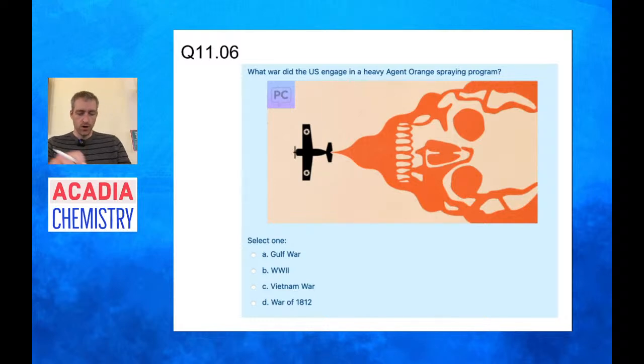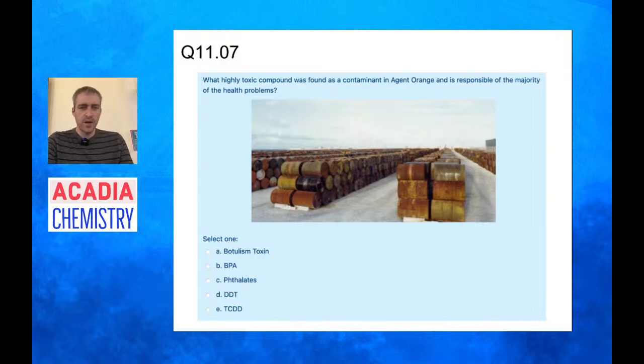What war did the US engage in a heavy Agent Orange spraying program? It was the Vietnam War, late 1960s. It was not the War of 1812. What highly toxic compound was found as a contaminant in Agent Orange and is responsible for the majority of the health problems? That was the TCDD, the tetrachlorodibenzodioxin, which is the same molecule that you get from burning vinyl plastic. So very stable molecule, very persistent in the environment, takes a long time to break down.